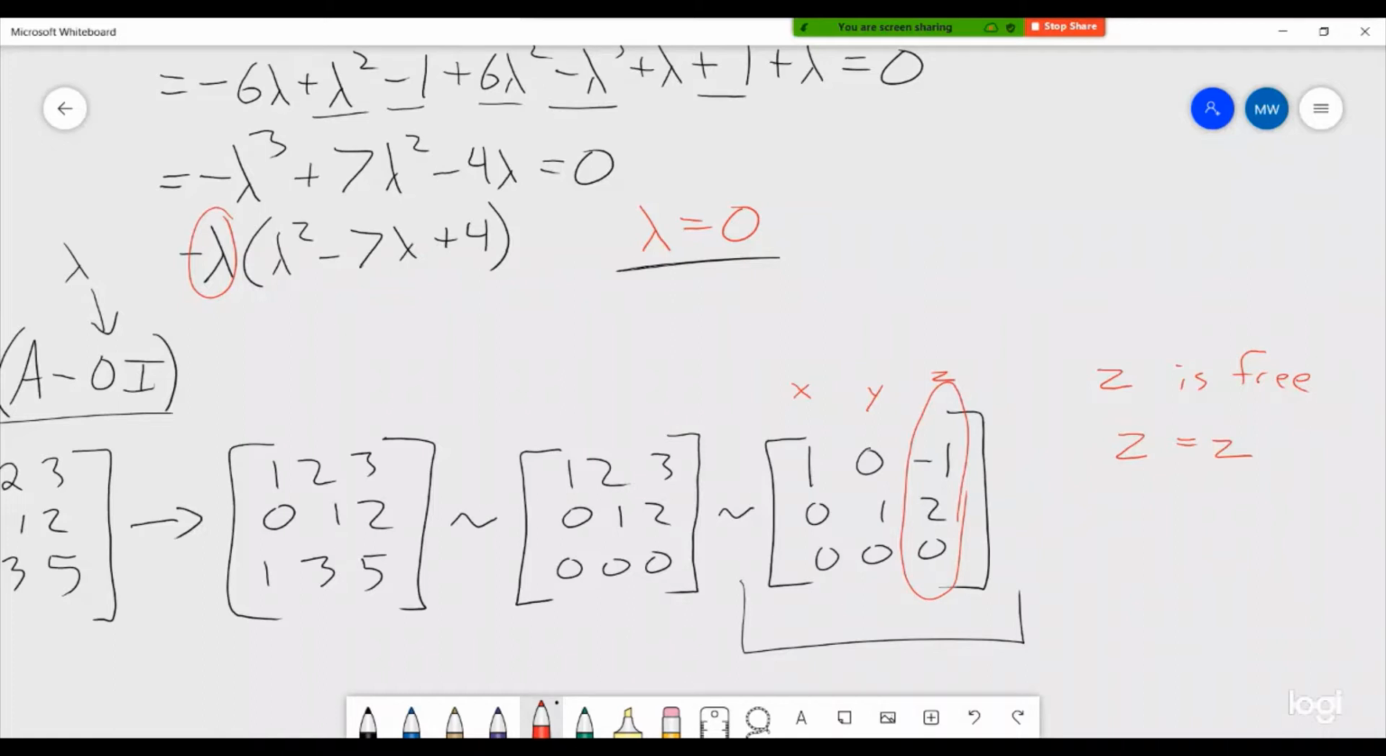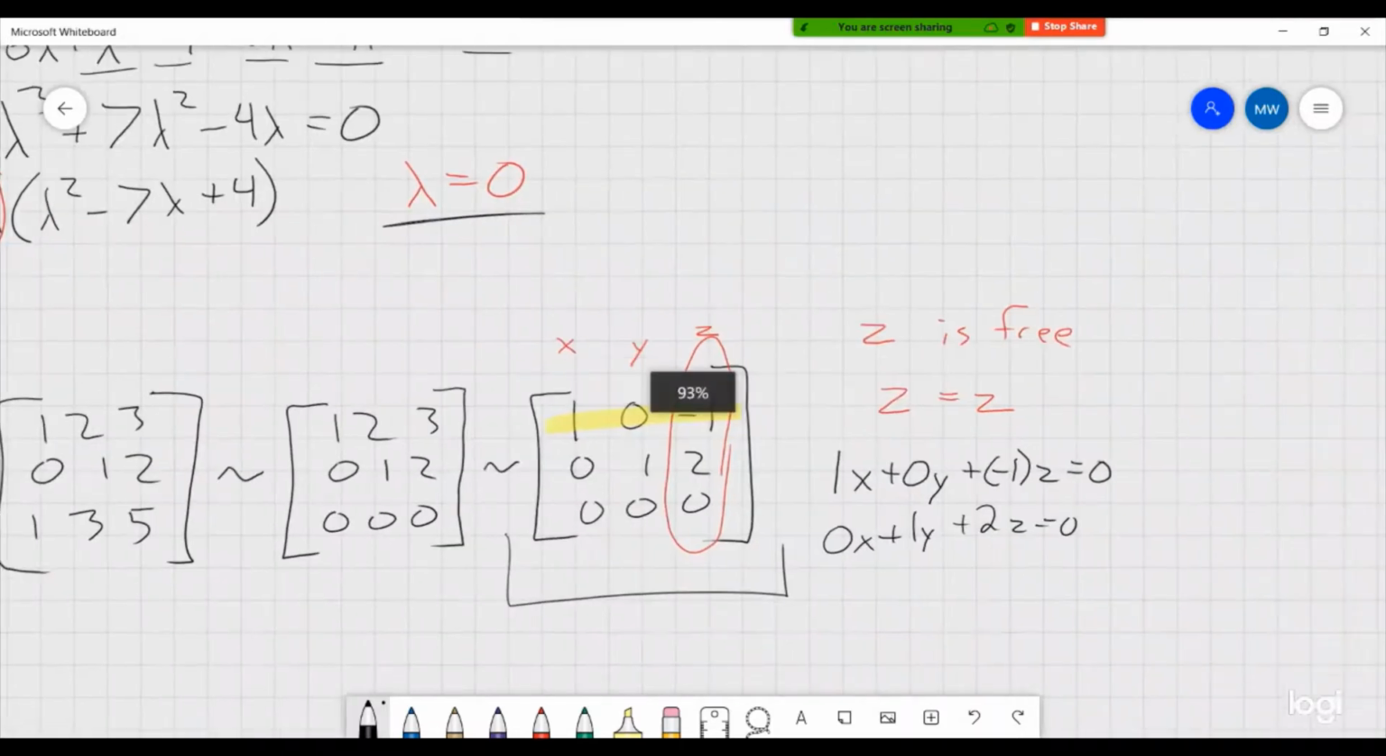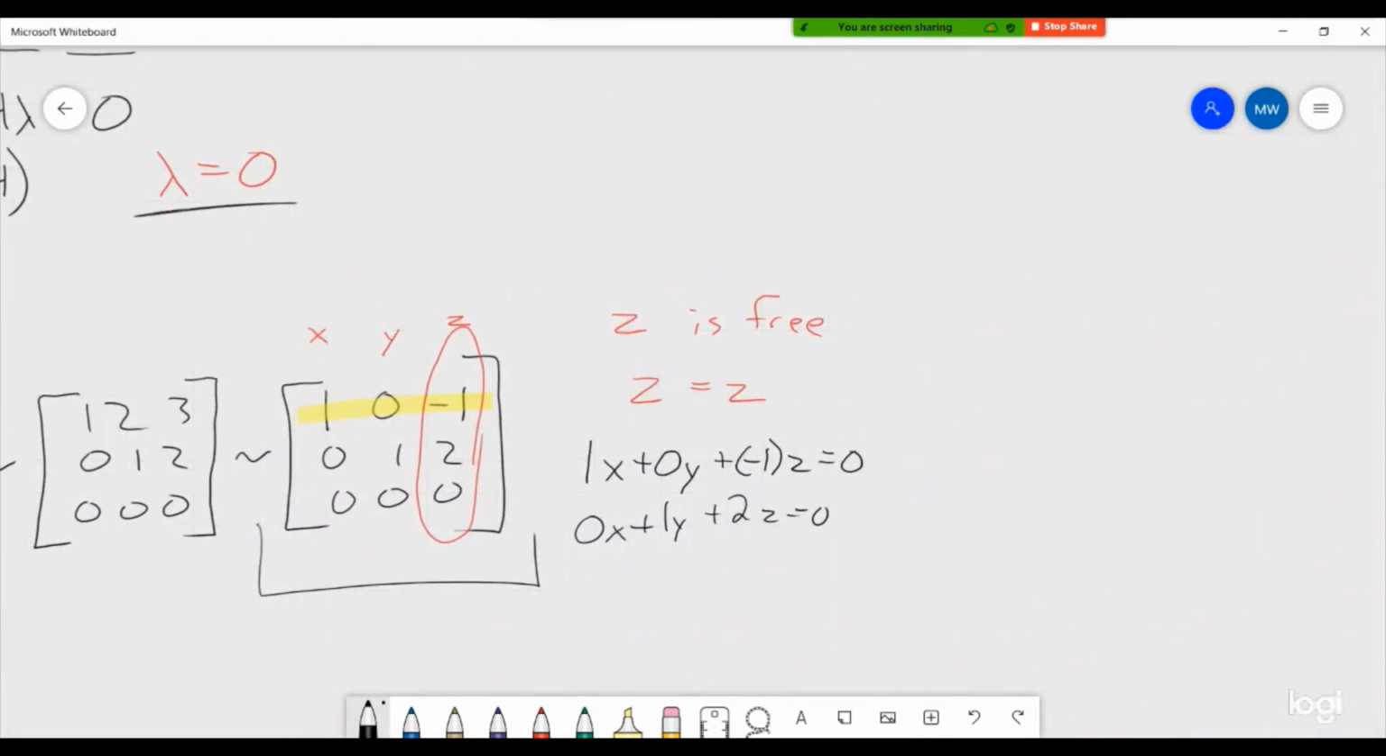Because if we look at the null space, each of these rows is going to give us a different equation. So this first row tells us that 1x plus 0y plus negative 1z is equal to 0. And the second row tells us that 0x plus 1y plus 2z is equal to 0. From both of these equations, from the first one we get x equals z, and the other one gives y equals negative 2z. So we have z equals z, x equals z, and y equals negative 2z.